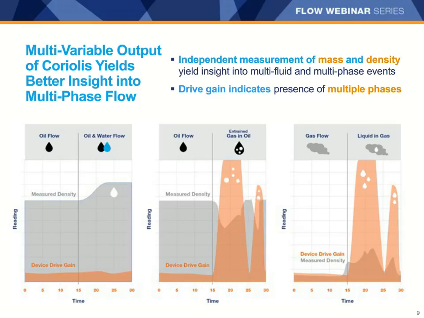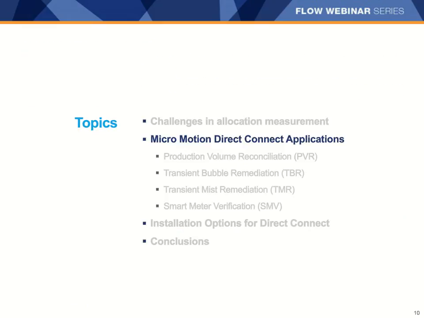This is fantastic because now we can start using drive gain and density to improve our measurement when multiple phases are present. In the last graphic on the far right, you've got very, very low density, indicating that we're looking at a gas flow here. And then you'll see drive gain and density increase simultaneously, and that's positive confirmation that you've got now liquid in your gas flow. So now that we've established the basics of how we're going to go about this, let's better understand the Direct Connect applications that are being offered by MicroMotion to handle these.